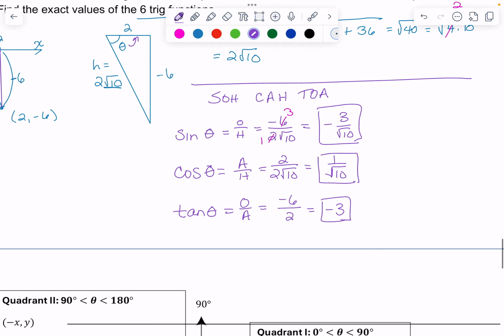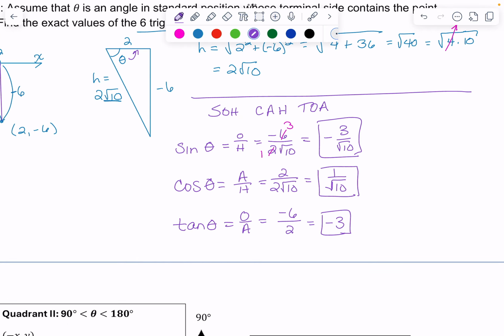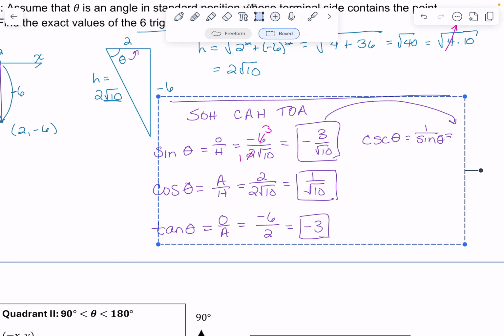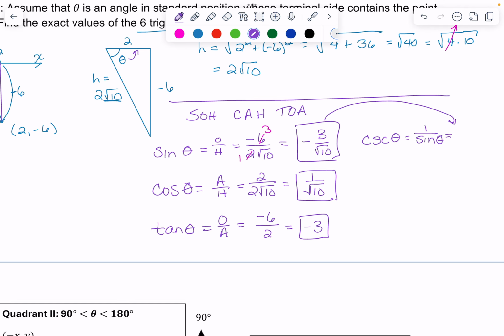Now it asked for the 6 trig functions, so let's find the counterparts or the friends of these. Remember, with sine, we have cosecant theta. That's equal to 1 over sine theta. And so I'm just going to flip it. There we go. 1 over sine theta. So I'm just going to flip this. I'm going to have -√10 over 3.